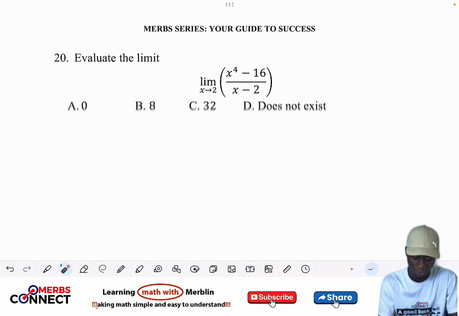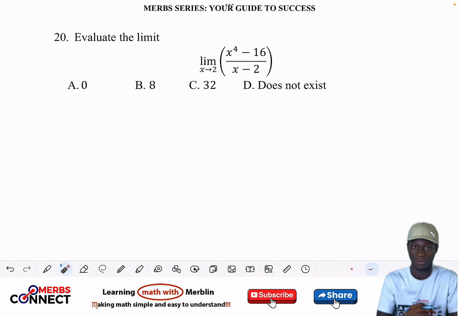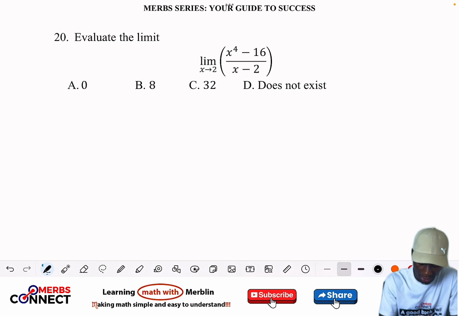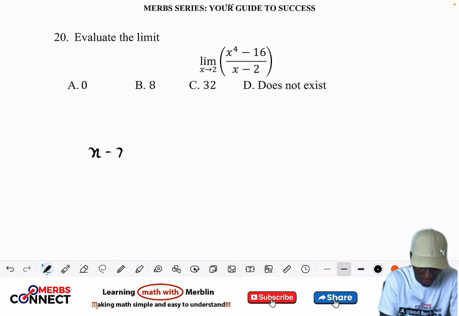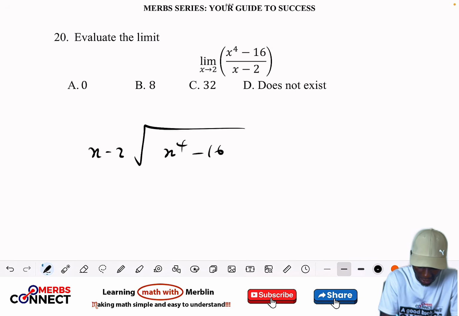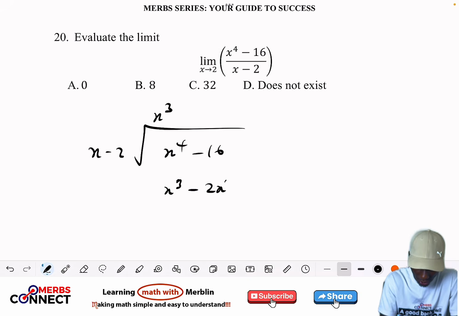So I'll show you the two. Let's use the long division algorithm before I show you the shortcut. So this is x to the power 4 minus 16. So x goes here, x to the power 3, right? So I multiply through and I have x to the power 4 minus x to the power 3.